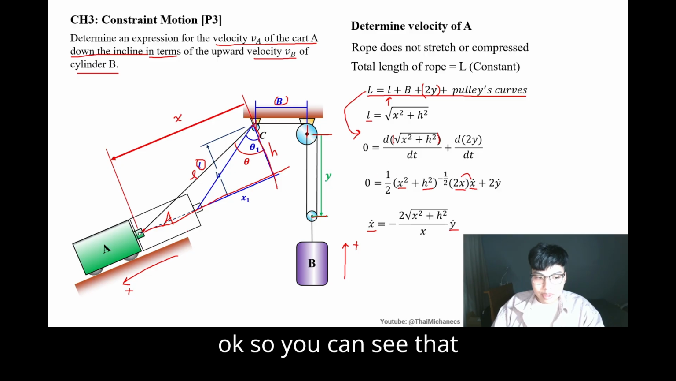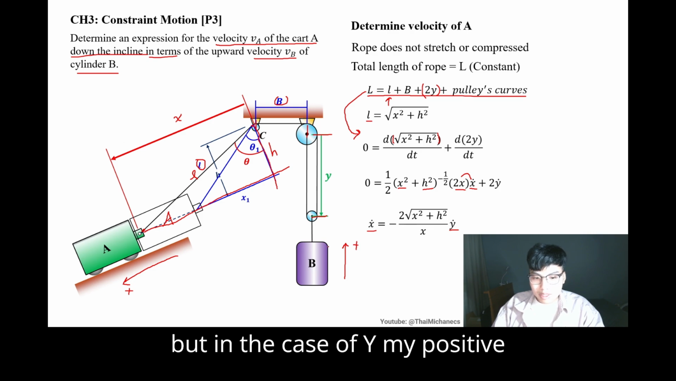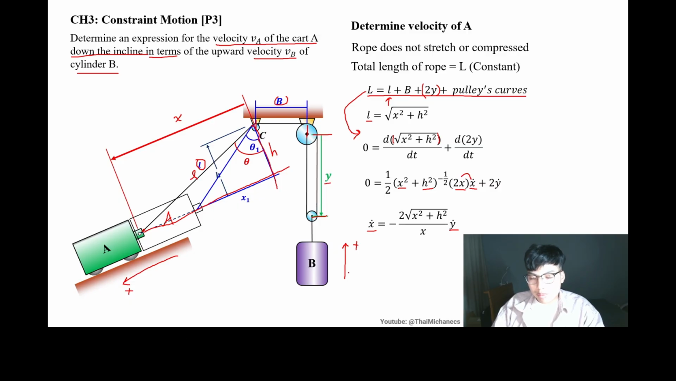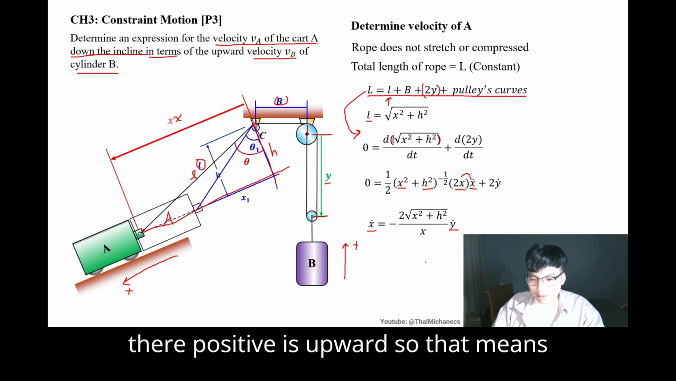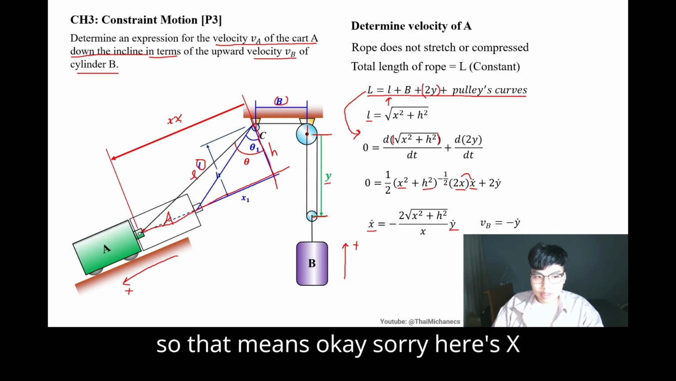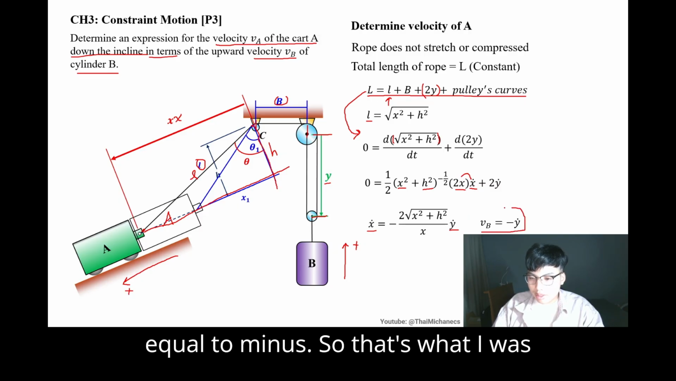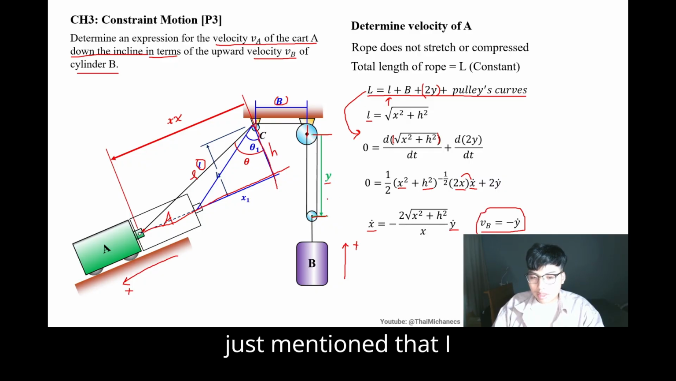Okay, so you can see that I express the x direction the same as the question, but in the case of y, my positive y is downward, but their positive is upward. So that means, sorry, here's x, here VB equals minus. So that's what I just mentioned, that I refer to y downward as positive, but they refer to y upward as positive.